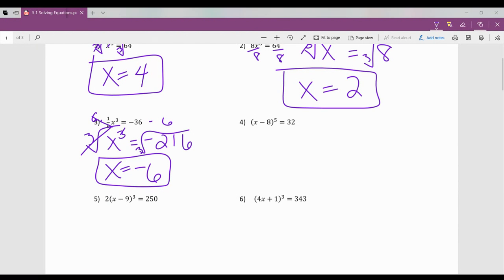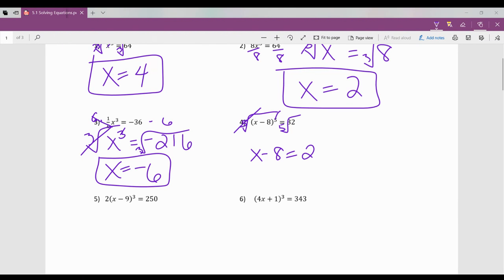Okay, number 4, this whole entire side is being raised to the 5th. So the way that we get rid of raised to the 5th is with a root of 5. So we're going to take the 5th root of both sides. So the 5s are going to cancel. The root and the exponent cancel. So we get x minus 8 equals, and now the 5th root of 32. So we're saying what number times itself 5 times is going to give me 32? And that answer is 2.